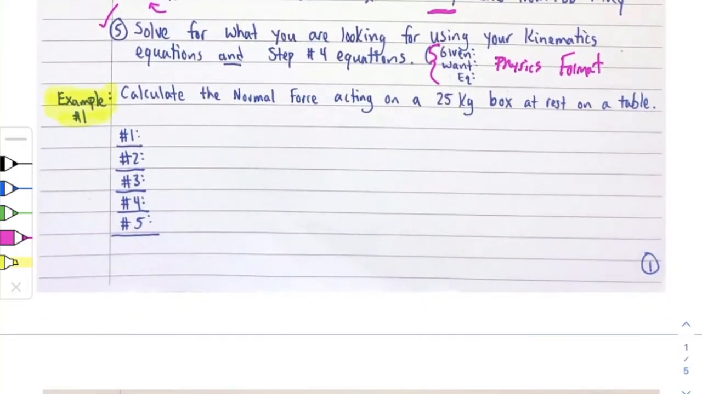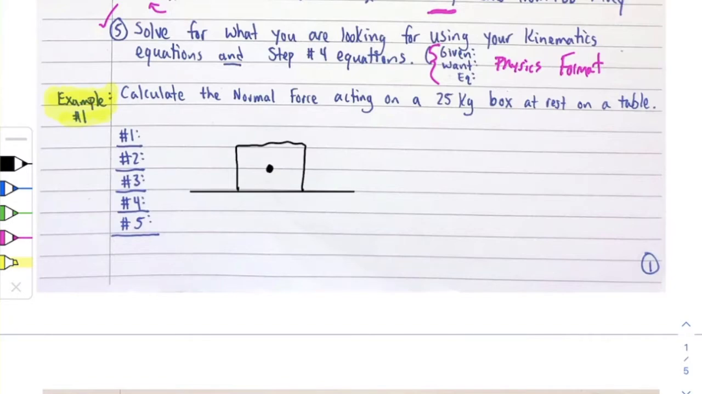Example number 1, it says calculate the normal force acting on a 25 kilogram box at rest on a table. So just kind of talking this through, you have a table. There's my table. And let's just draw a box there. And my FBD, I'm just going to put a dot for the point mass. And before I get too far, why don't you try doing the 5 steps for success and see how far you can get. And then when you're ready, come back and we'll see if we match up.